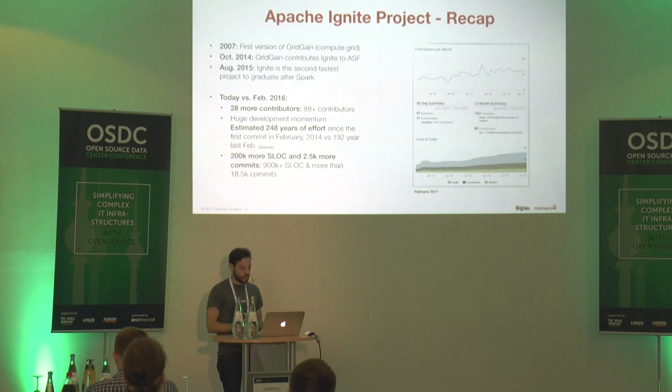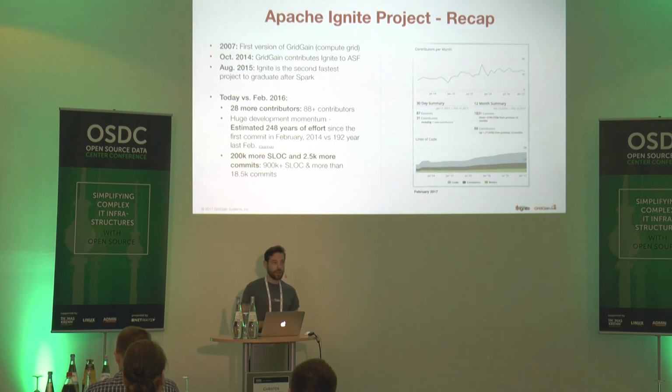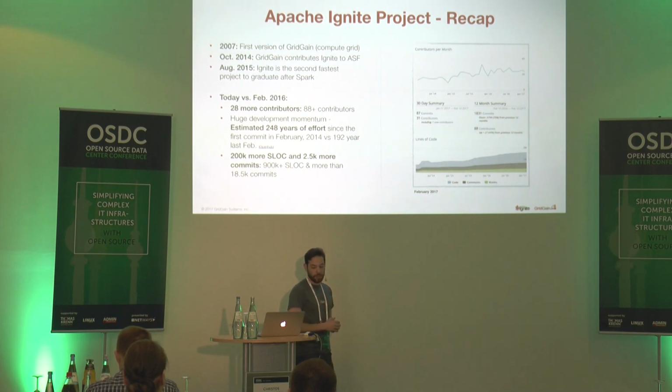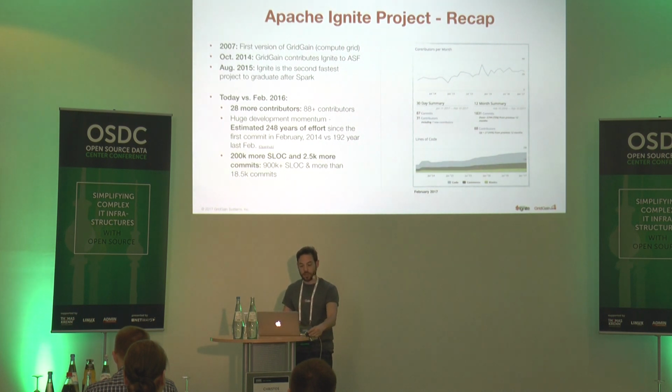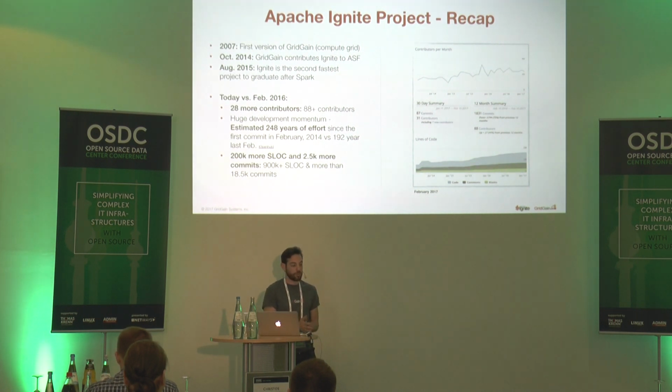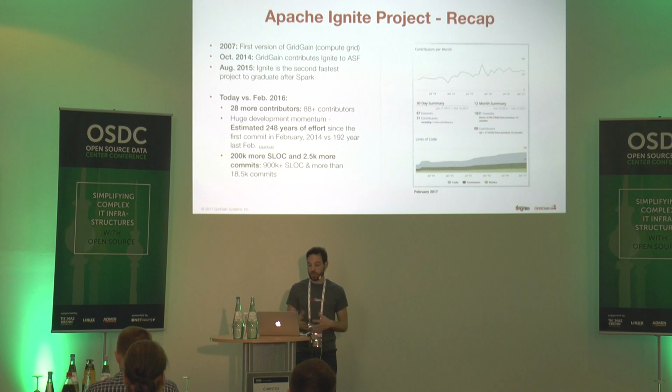Okay, so the Apache Ignite project. The history here is that back in 2007, two fellas came out of Russia. They moved to San Francisco. They built a grid, a distributed compute grid. The idea was to be able to execute different jobs on a group of servers. That was the initial implementation of what became Apache Ignite, and it was called GridGain at the time.